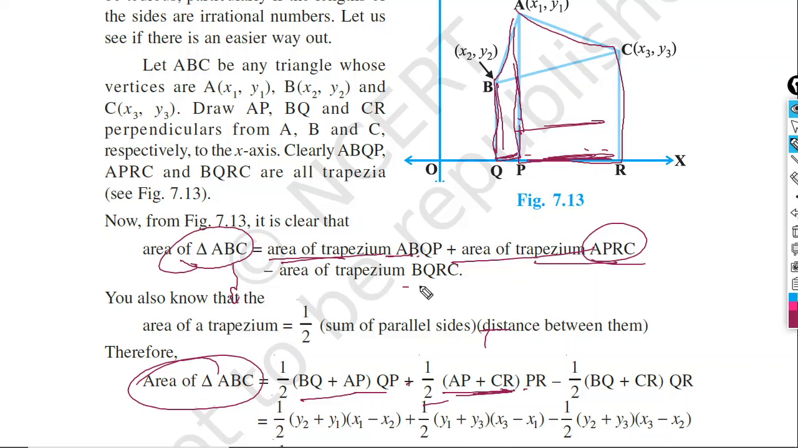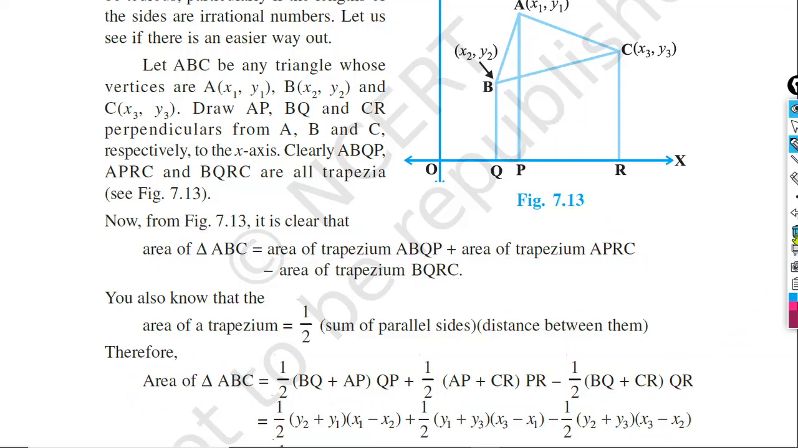Now minus area of BQRC. Look at the figure, BQRC, this area. Okay, so 1 by 2 into BQ plus RC, into QR. So 1 by 2 into BQ plus CR into QR. Okay, up to this much we are clear.